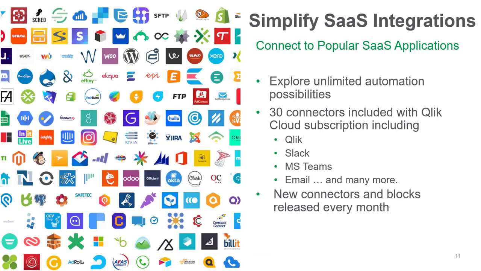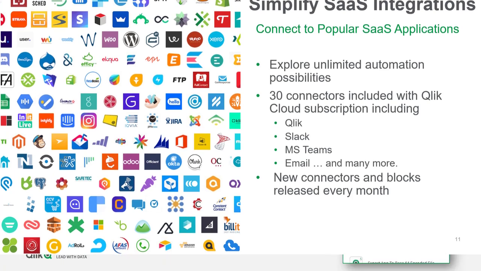Simplify software as a service integrations. You can use Qlik Application Automation to connect to market-leading SaaS applications such as Salesforce, Slack, and Microsoft Teams, and integrate those systems in a business process without the need to understand their low-level APIs. Just drag and drop the smart blocks to build your workflow logic. Currently, we support over 30 connectors, with more being released every month.